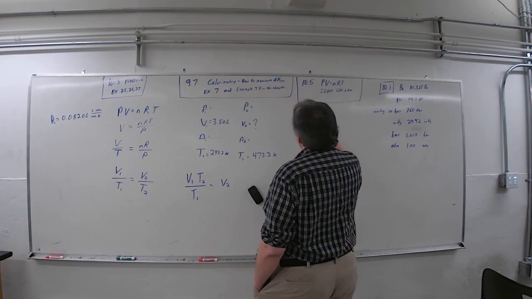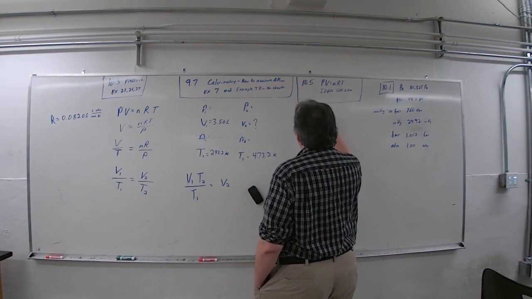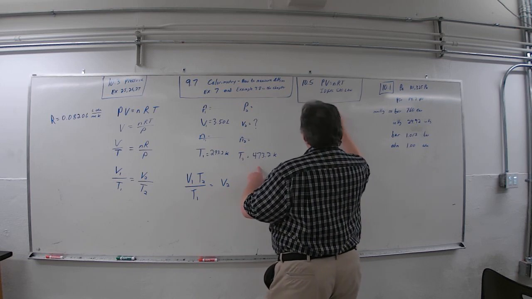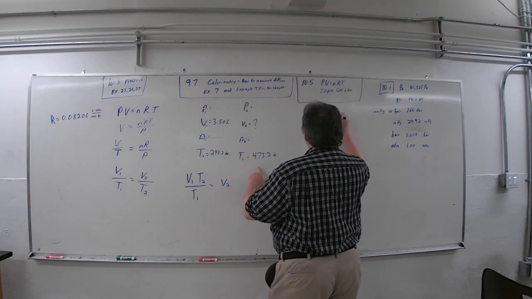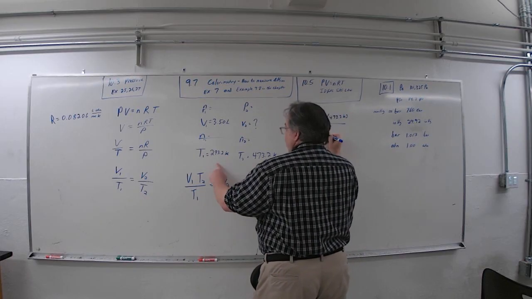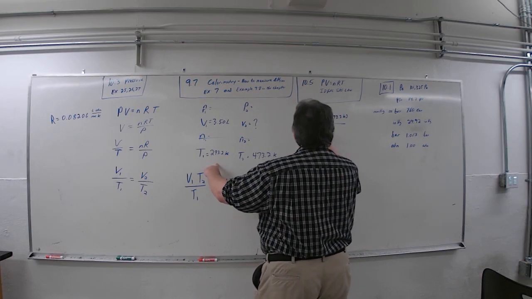We've got V1 is 3.50. T2 is 473.2 K. And then T1 is on the bottom.